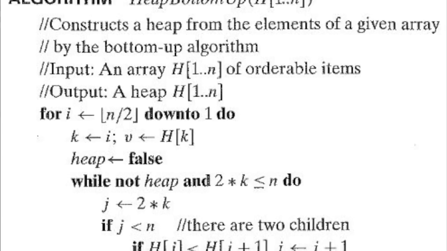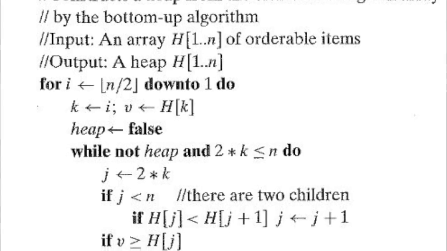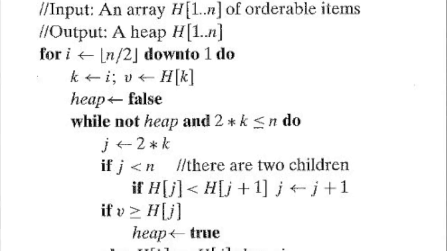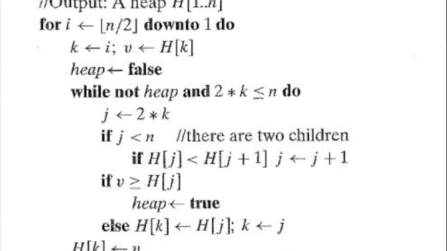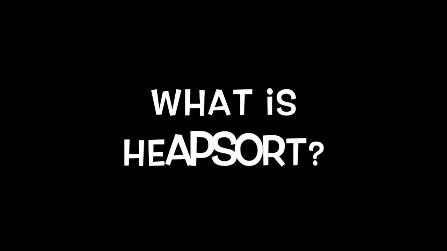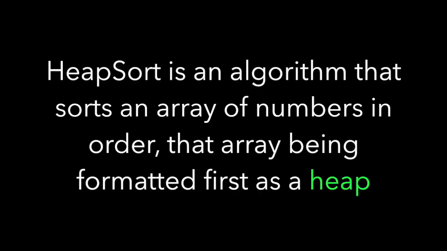Welcome. In this video, we will talk about the HeapSort algorithm, and how to sort an array of numbers using this process. First, let's define what HeapSort is. HeapSort is an algorithm that sorts an array of numbers in order, that array being formatted first as a heap.